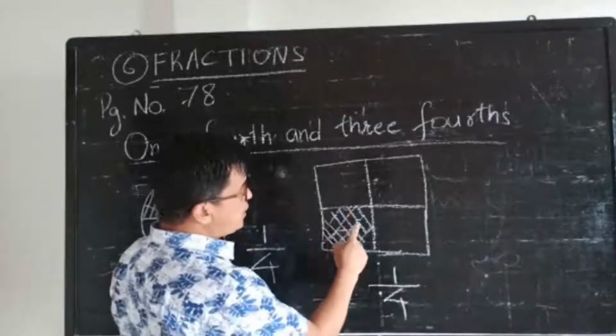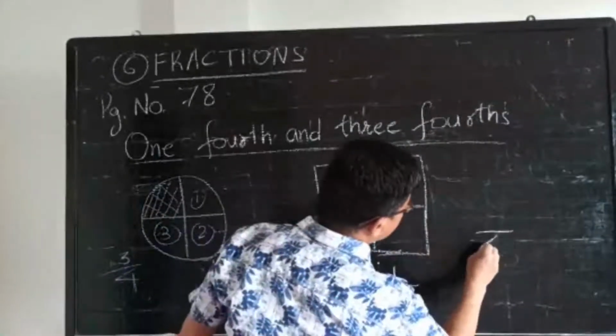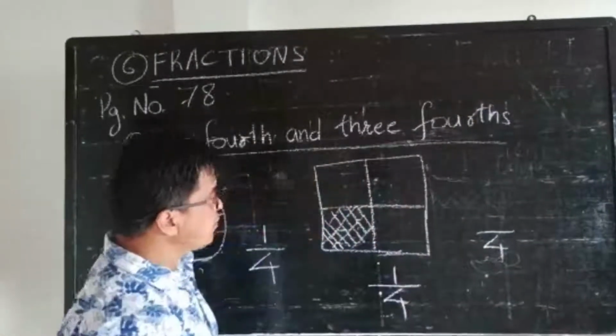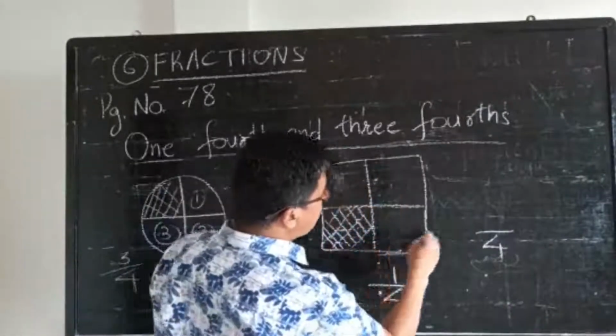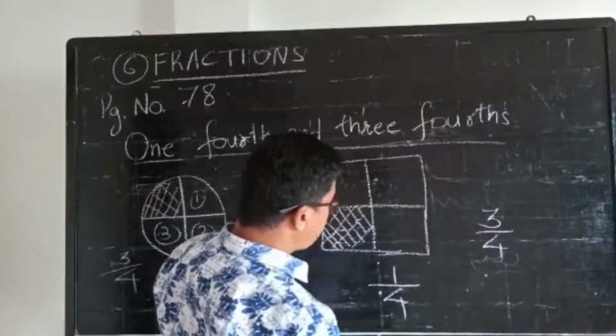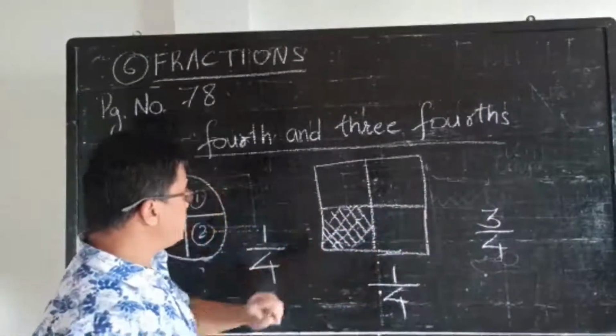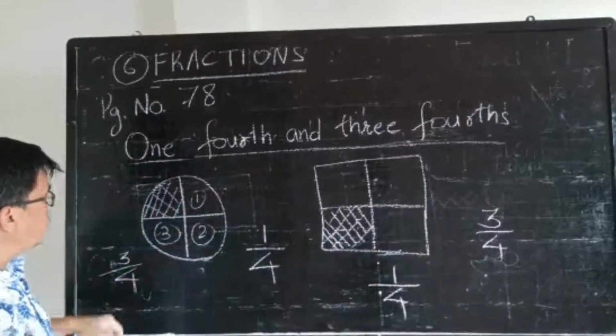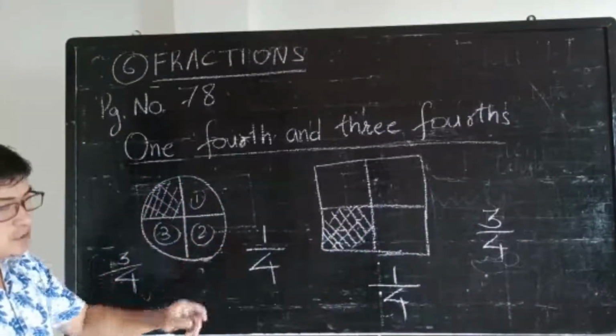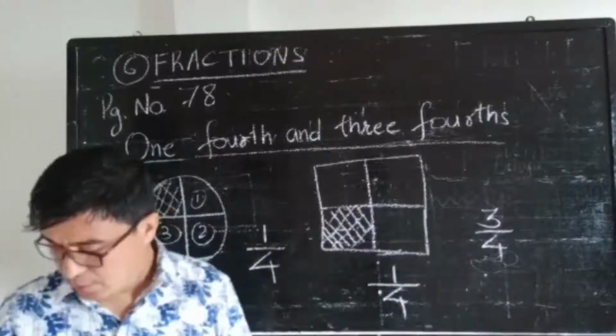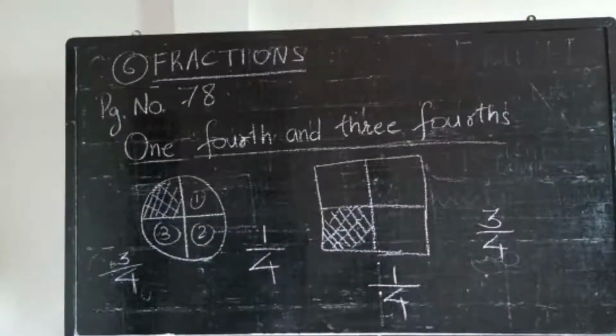Likewise, this one also. Altogether how many parts are there? 1, 2, 3, 4. 4 parts are there. Out of 4, how many parts are not shaded? 1, 2, 3. 3 parts are not shaded. So 3/4 part is not shaded. Only 1/4 part is shaded here. Here also 3/4 part is not shaded and 1 part is shaded. That is 1/4.